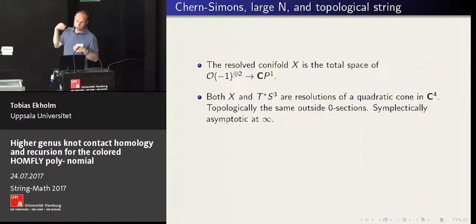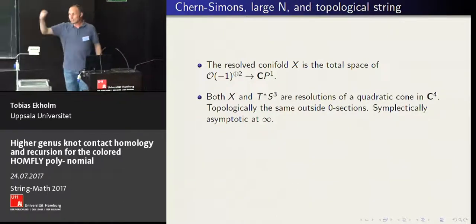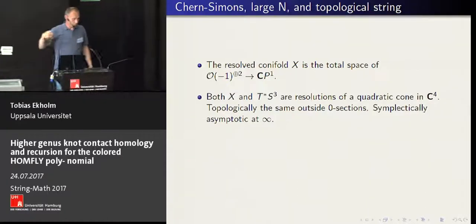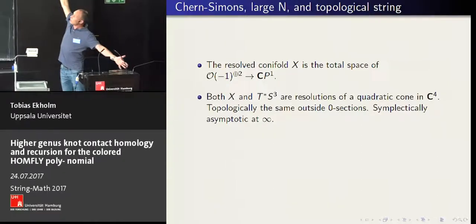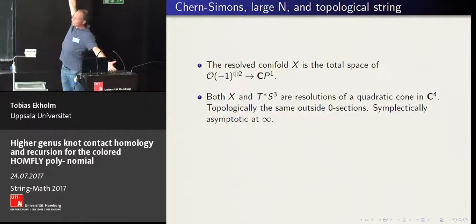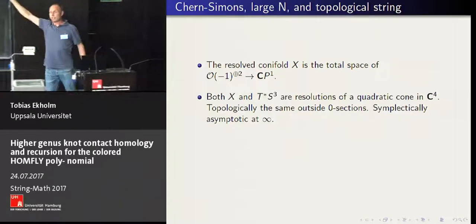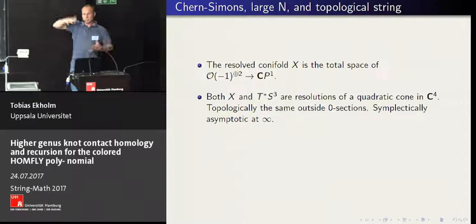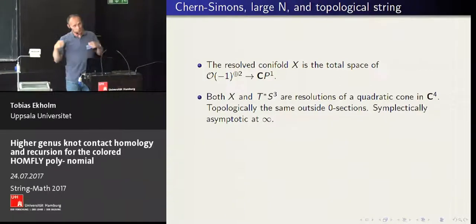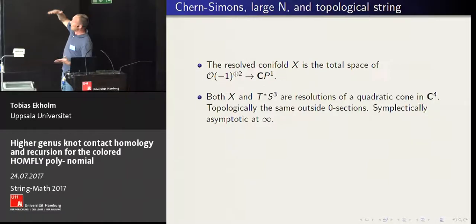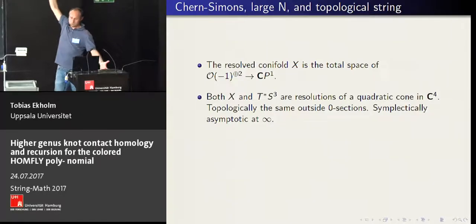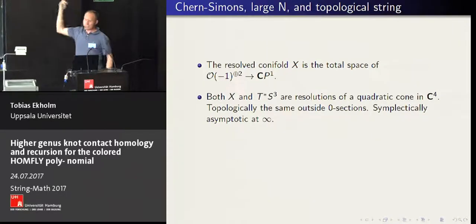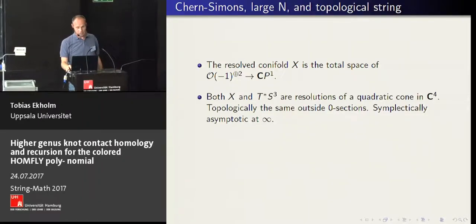And if you view that as living in the resolved conifold, then this sphere has some finite symplectic area. But when you go very, very far out in the resolved conifold, or in T star S3, this symplectic area is very small compared to the action form in T star S3. So from the point of view of things like holomorphic curves, actually X is sufficiently asymptotic to T star S3 that we can just deal with the infinity as if it was the infinity of T star S3.